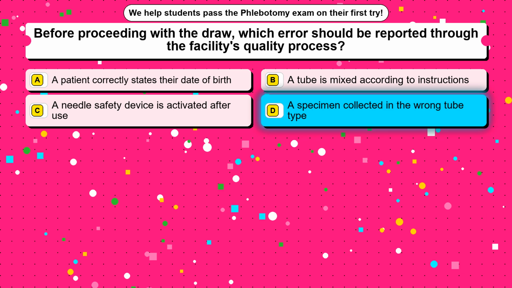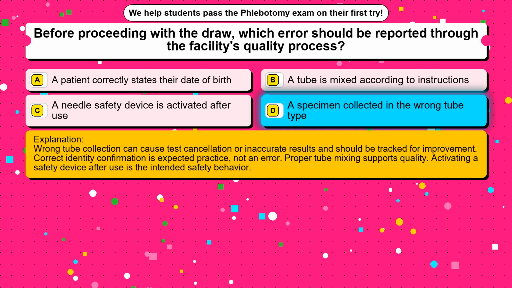A specimen collected in the wrong tube type. Wrong tube collection can cause test cancellation or inaccurate results and should be tracked for improvement. Correct identity confirmation is expected practice, not an error. Proper tube mixing supports quality. Activating a safety device after use is the intended safety behavior.